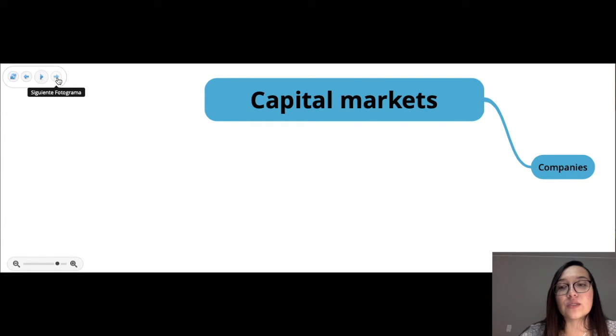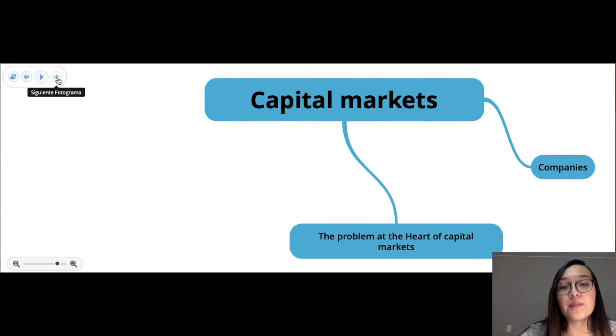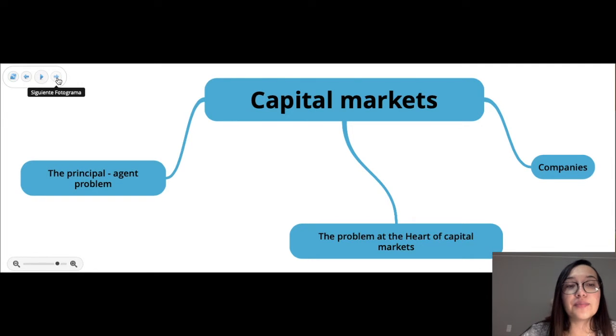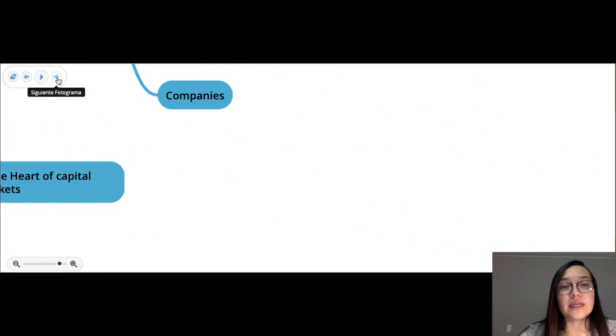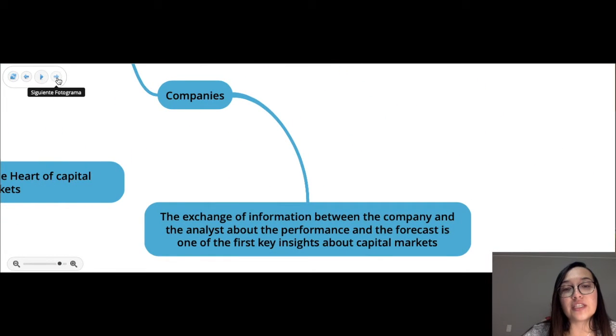In capital markets, we have companies, the problem at the heart of capital markets, and the principal agent problem. Companies. The exchange of information between the company and the analyst about the performance of the forecast is one of the first key insights about capital markets.